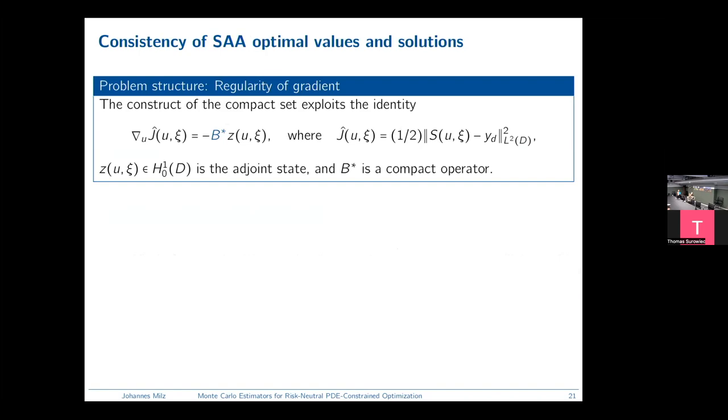And for this consistency, what we have exploited is a regularity of the gradient that appears to be the case for many PDE constrained optimization problems. So J hat is our reduced parameterized objective function, and we have computed this gradient earlier, and we found that it is minus B times the adjoint state. So we obtain the gradient by evaluating B star at H10 elements. And B star is just the embedding operator from H10 to L2. So it's like the identity mapping. This is why it's sometimes called higher regularity of the gradient. So this is an important observation that allowed us to construct this compact set.